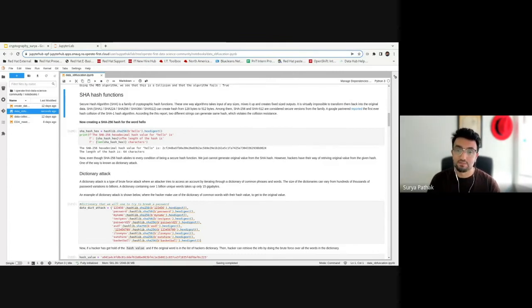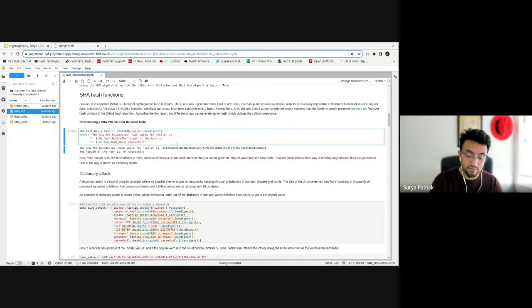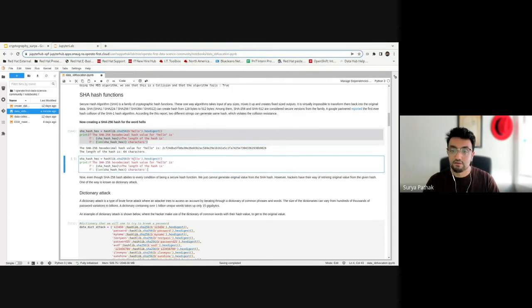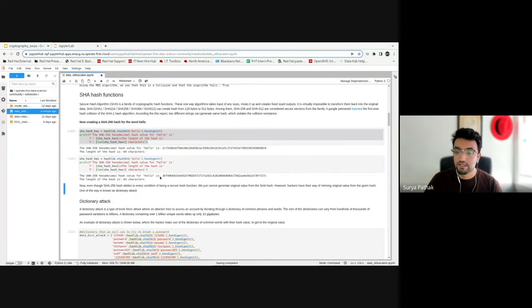So here, as before in MD5, we transform the word hello, and we see the hashed value of this hello. And like before, if we change the letter to uppercase, or if instead of H I write I, it completely changes the hash value. It does not mean that only the initial portion changes, but it completely changes the hash value.